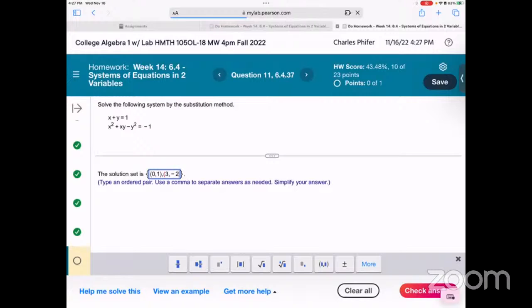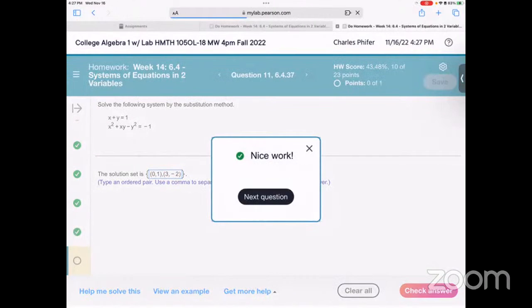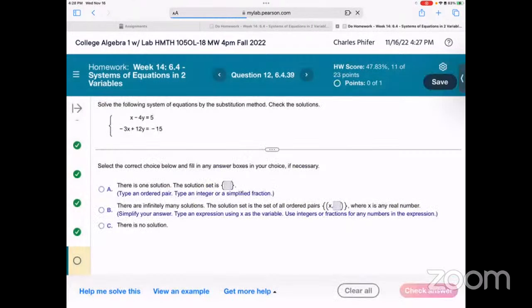Okay, I'm just gonna go with it. Let me see the time. We got a solid 10 minutes. Let's try to take advantage of this 10 minutes. Solve by the substitution method.